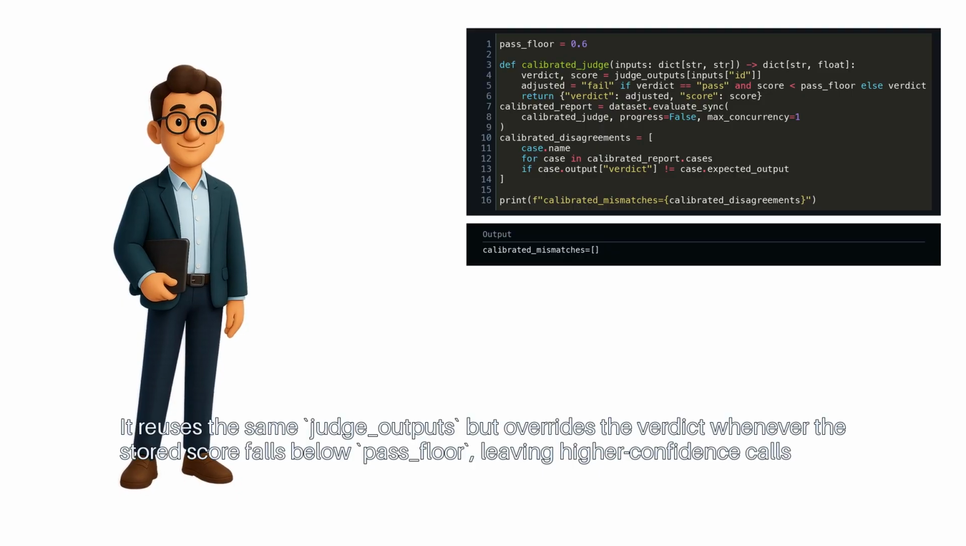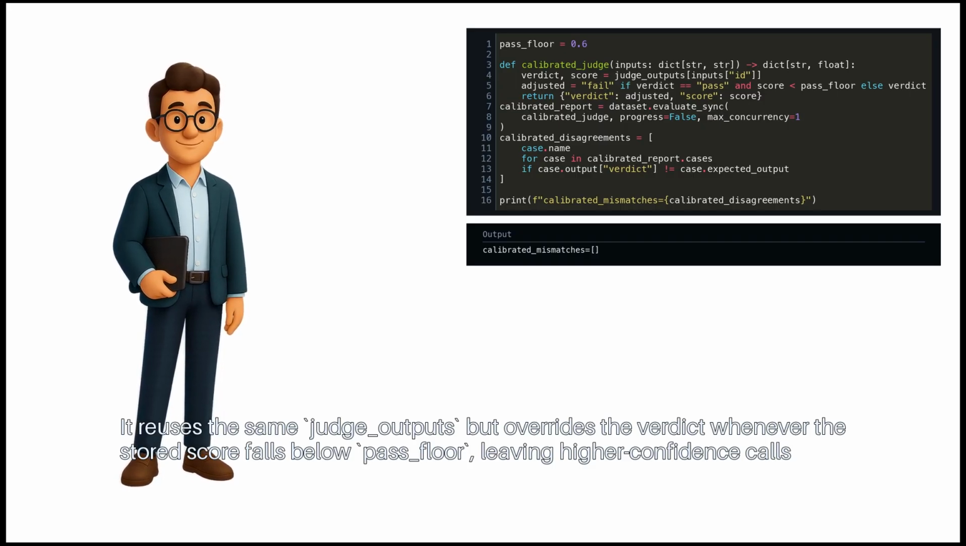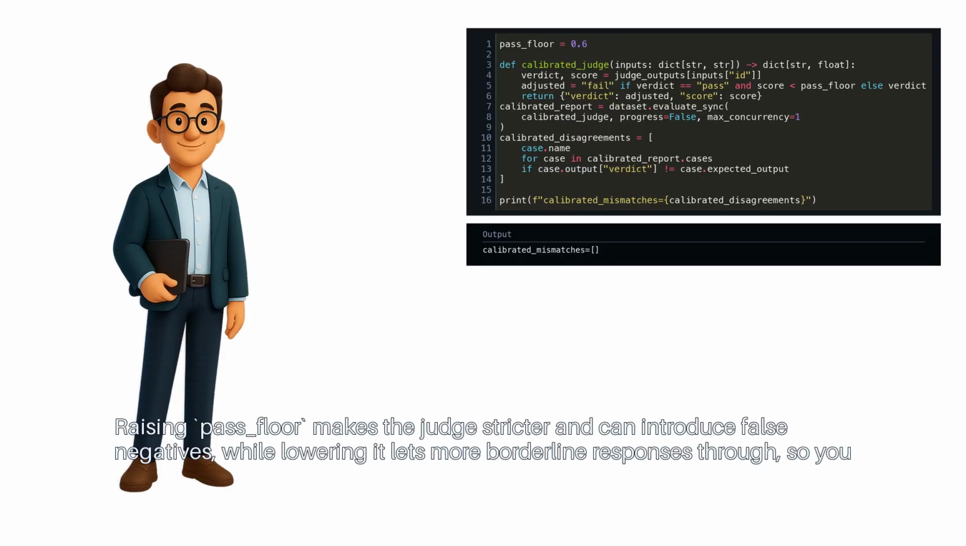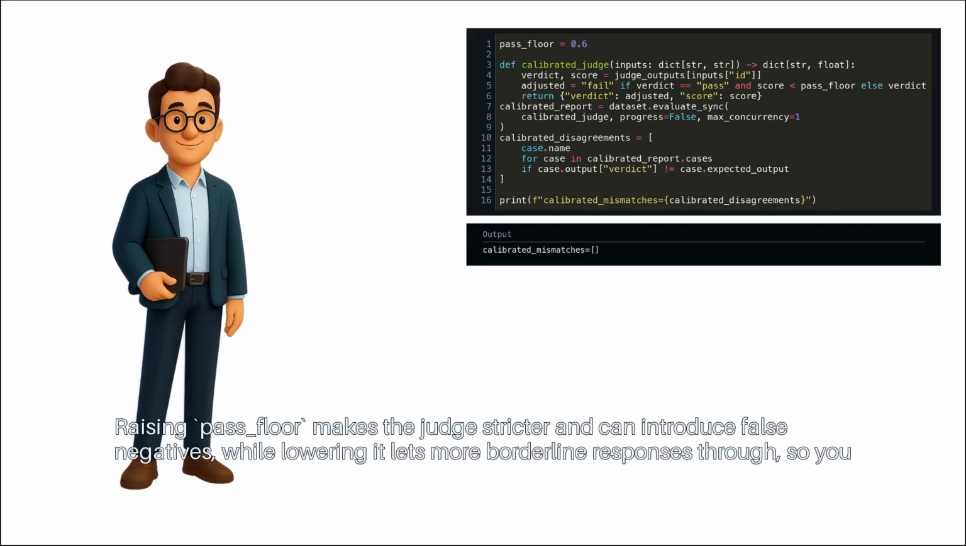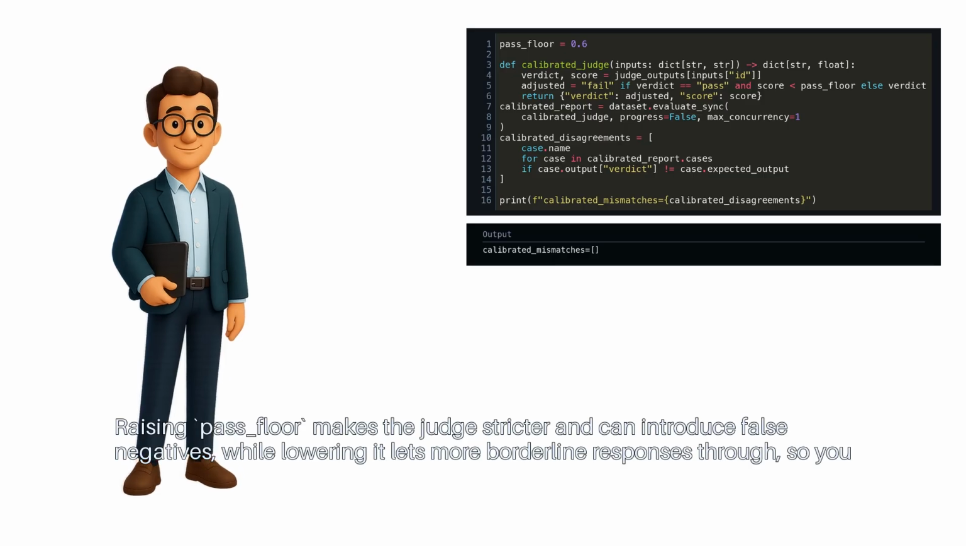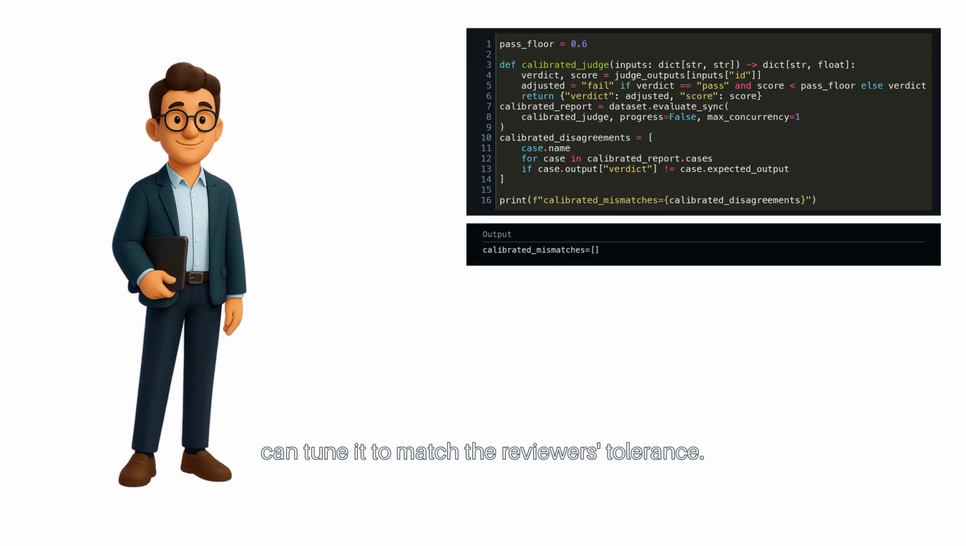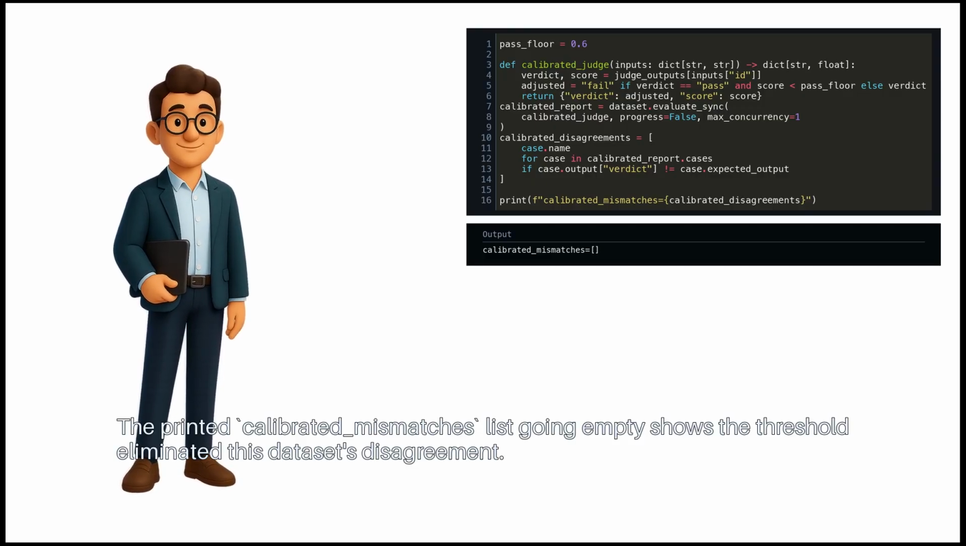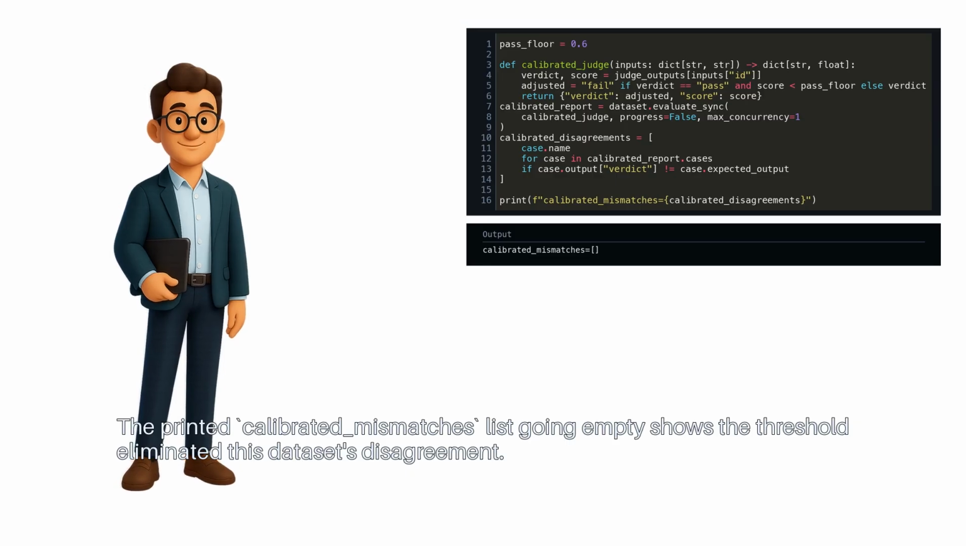It reuses the same judge outputs, but overrides the verdict whenever the stored score falls below the pass floor, leaving higher confidence calls untouched. Raising the pass floor makes the judge stricter and can introduce false negatives, while lowering it lets more borderline responses through, so you can tune it to match the reviewer's tolerance. The printed calibrated mismatches list going empty shows the threshold eliminated this dataset's disagreement.